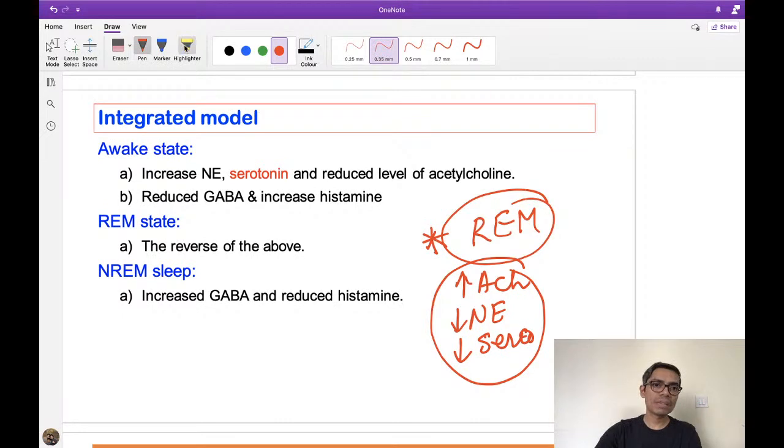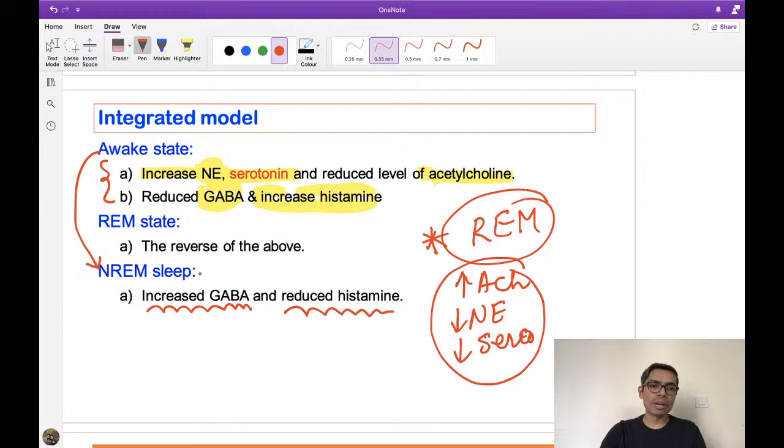Now, whatever we have understood here, I have written here completely. The awake stage means there will be increased norepinephrine, increased serotonin, and a reduced level of acetylcholine. Along with that, there will be reduced GABA and increased histamine. This is what occurs during wakefulness. Then from wakefulness, the person enters the non-REM sleep stage. What will happen? You require an increased amount of GABA and a reduced amount of histamine.